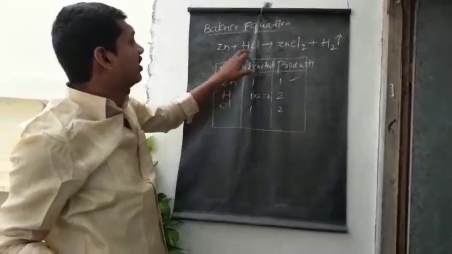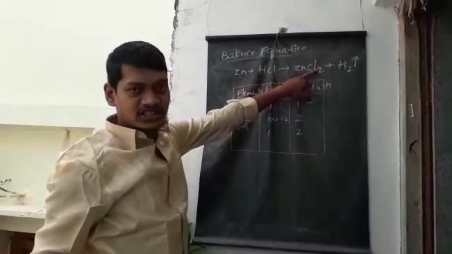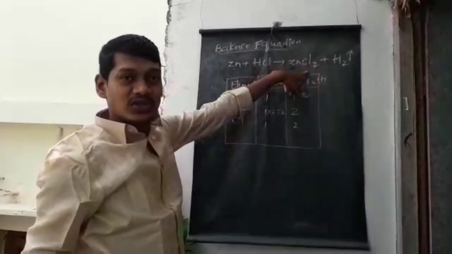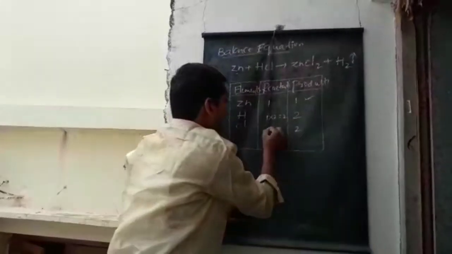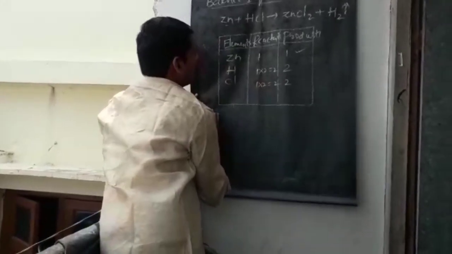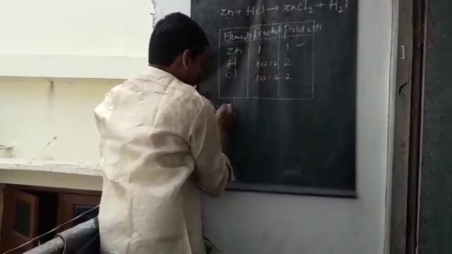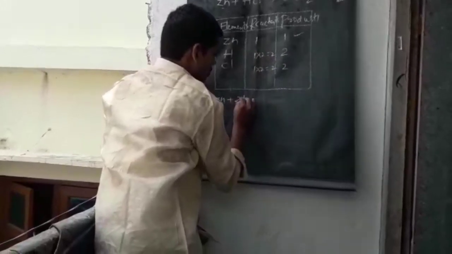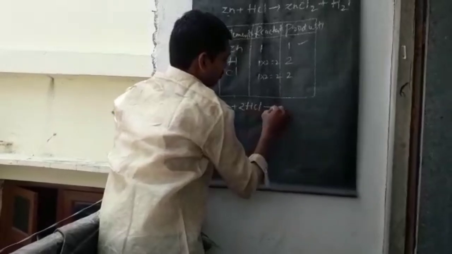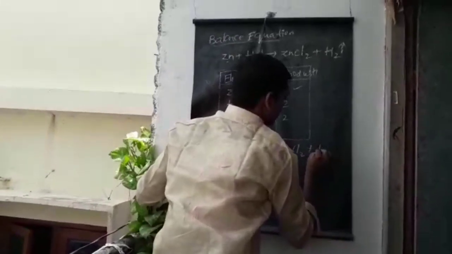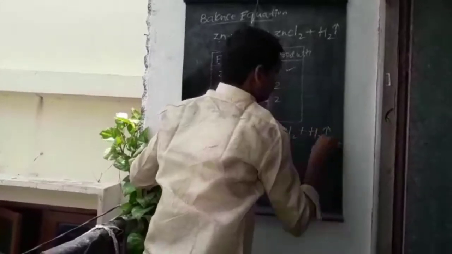Third, chlorine. Here how many are there? Two are there in the products. In the reactants, one is there, but in the products two are there. So here also we have to make a balance. So we multiply by 2. Now the balanced equation we are writing: zinc plus 2 HCl gives rise to zinc chloride plus hydrogen. It is a balanced equation.